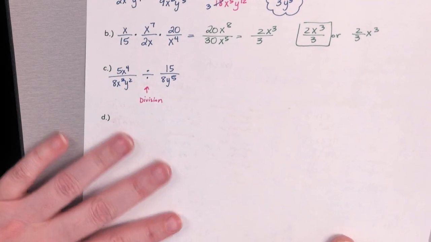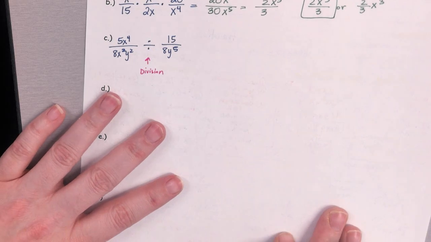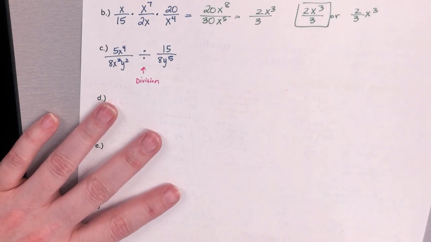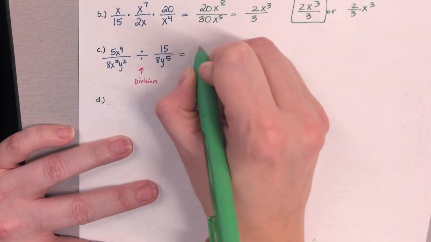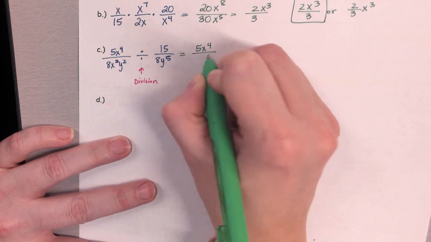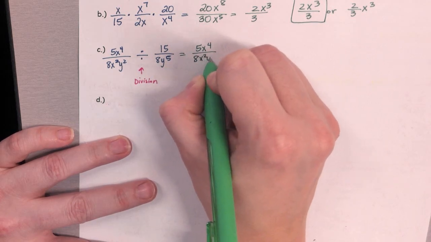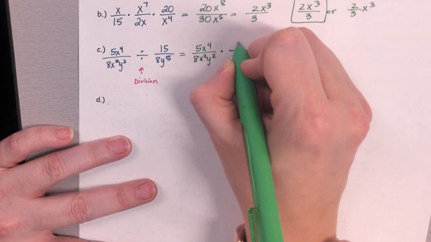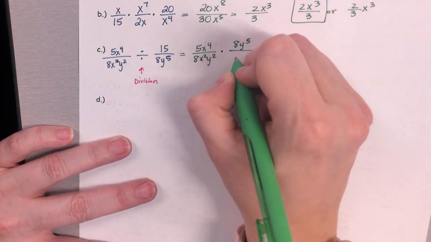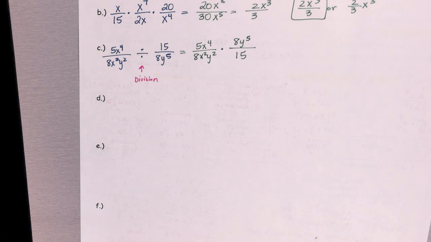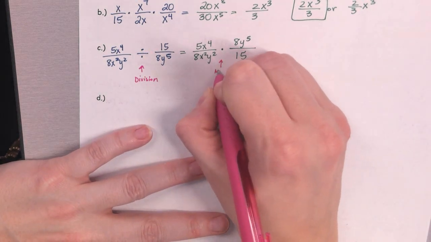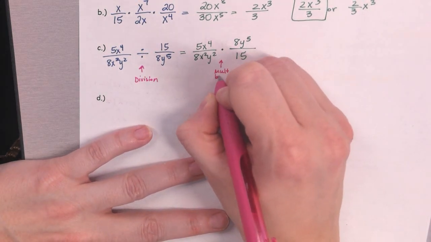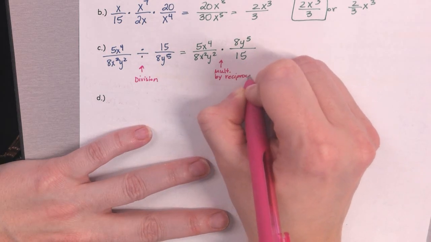All right, did you notice that C was division? What's the rule for dividing fractions? Yeah, you gotta multiply by the reciprocal. Okay, so this is going to be 5x to the 4th, so keep the first one. And then we're going to multiply by the reciprocal. And then if you want to, you can start canceling things out here. So we are multiplying by the reciprocal.